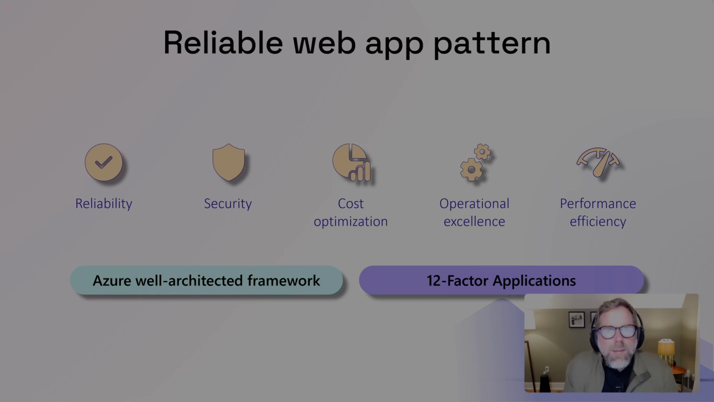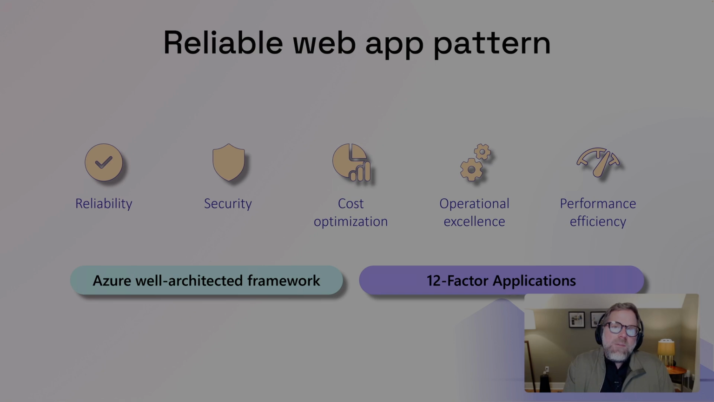So let's go ahead and take a look at what we all have here. The reliable web app pattern overall is divided into five different pillars: reliability, security, cost optimization, operational excellence, and performance efficiency. What we're going to concentrate on in this demo specifically are the reliability pillar and the performance efficiency pillar.